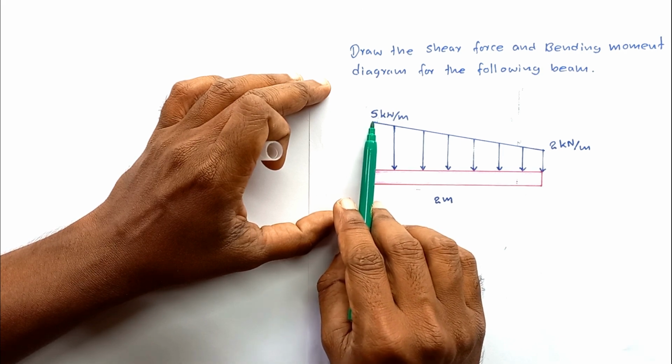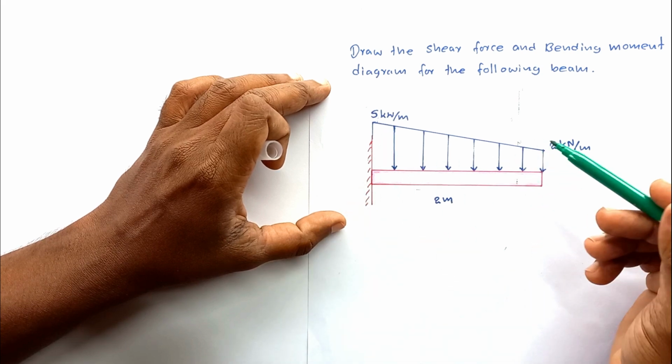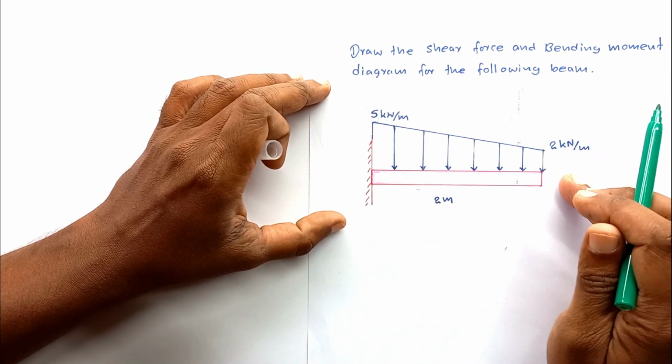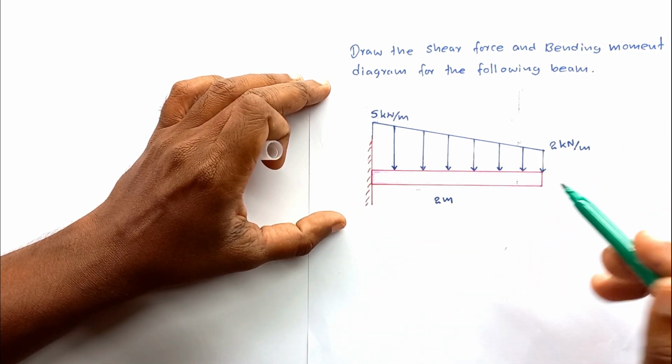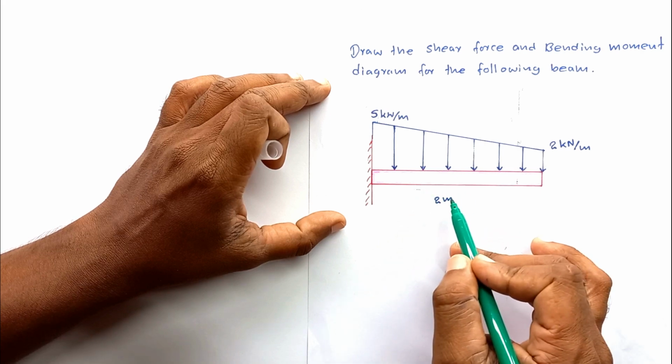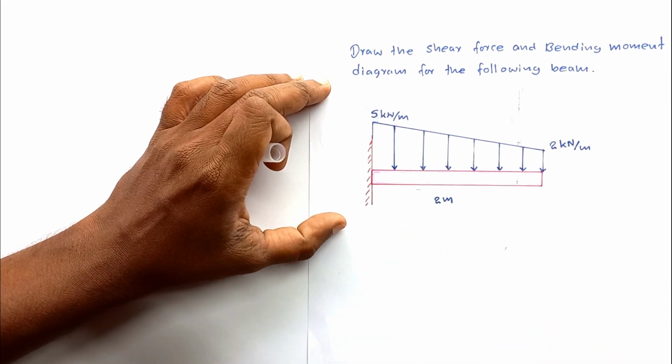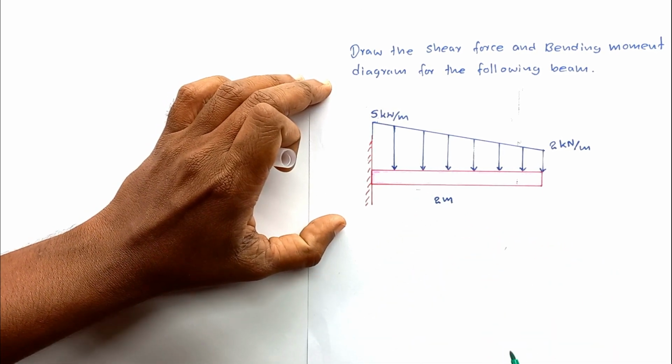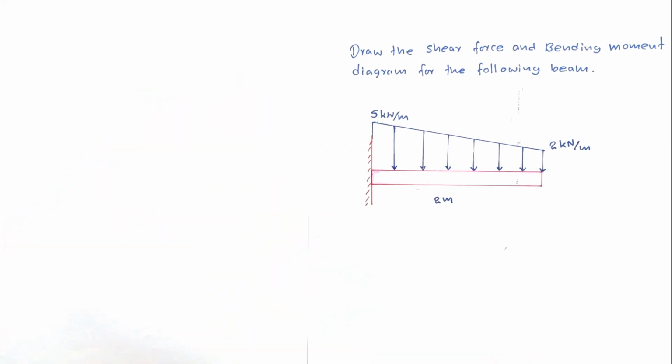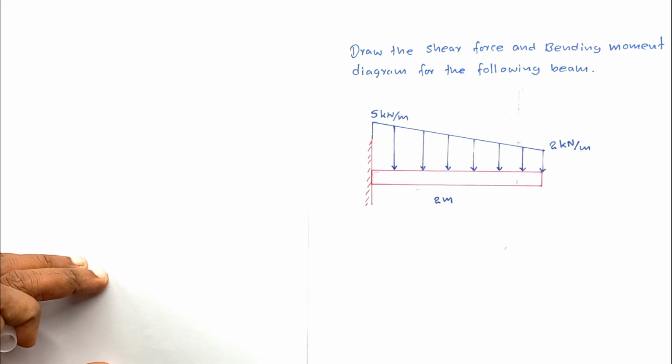At this end, it is equal to 5 kN per meter. And at this free end, it is equal to 2 kN per meter. The beam length is equal to 2 meters. For this problem, we are going to draw the shear force and bending moment diagram. First step, I am going to draw the free body diagram for the entire beam.